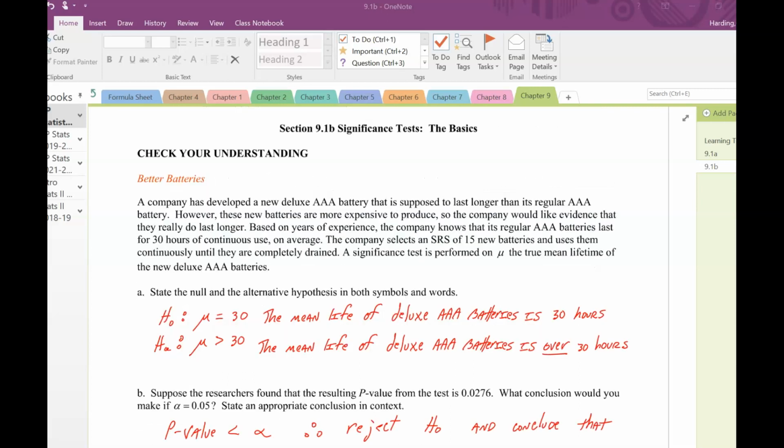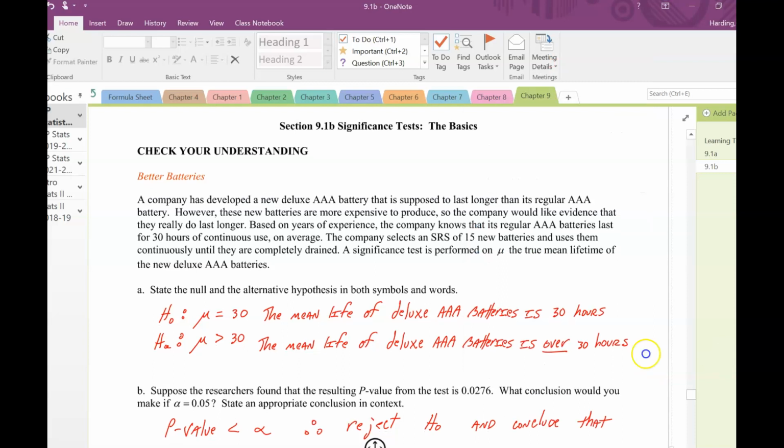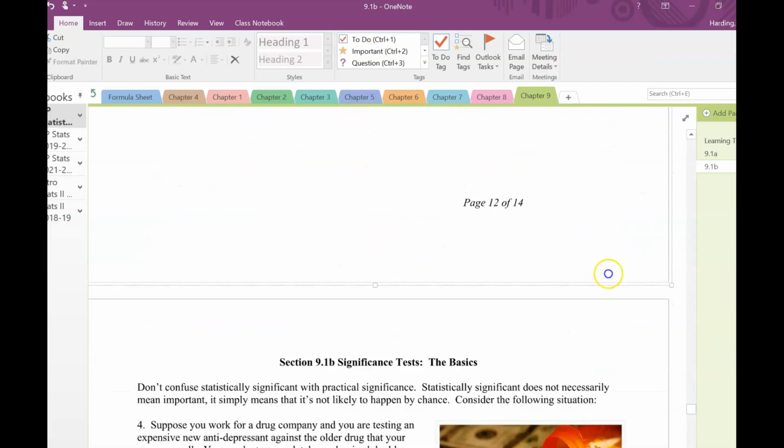On the next page, there is an example problem. Check your understanding. I will leave that up to you to try on your own, and then check with the answers in your OneNote. If you have any questions about it, be sure to bring that up during class. Let's head to the following page.